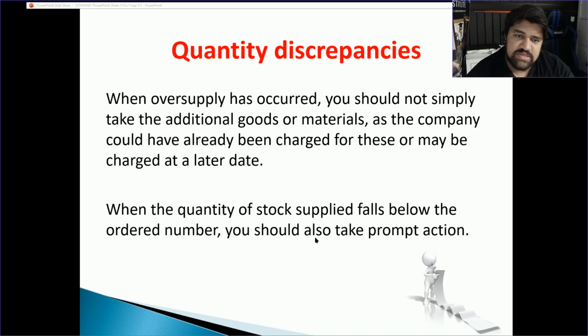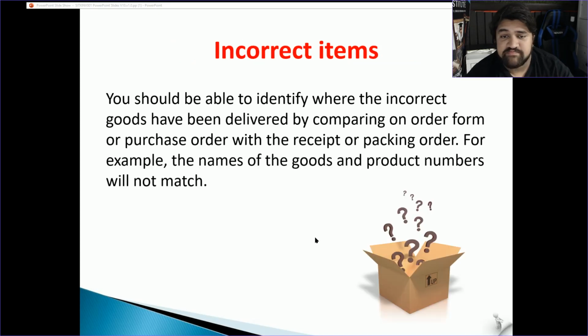Alright, quantity discrepancies. When oversupply has occurred, you should not simply take the additional goods or materials, as the company could have already been charged for these or may be charged at a later date. When the quantity of the stock supplied falls below the ordered number, you should also take prompt action. So simple as that. If they give you too much, return what they've given you that is in excess. If they've not given you enough, stop them and say, I ordered 10, you only gave me 8. Can you either take it off the invoice, or can you produce another 2 so I'm giving you the correct payment.